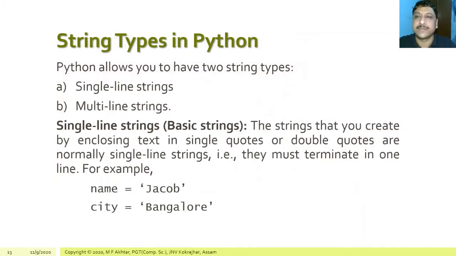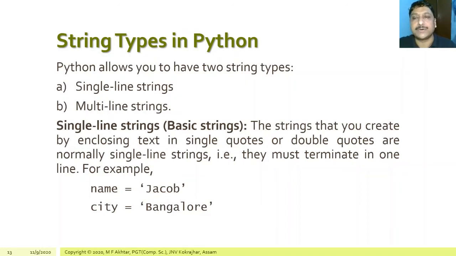Now come to string types in Python. You must know that we are learning literals, the third category of token, and within literals there are five types in the Python language. String literal and some other literals are also there.